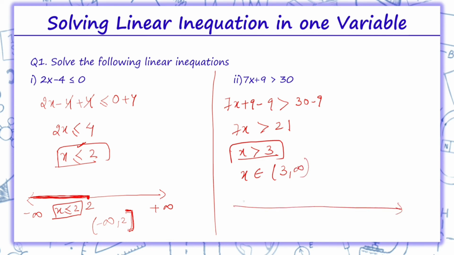Now when we draw a number line, this is plus infinity, this is minus infinity. We know over here we have 0, 1, 2, 3. So 3 to infinity represents this linear inequation, where 3 is represented by this circle.